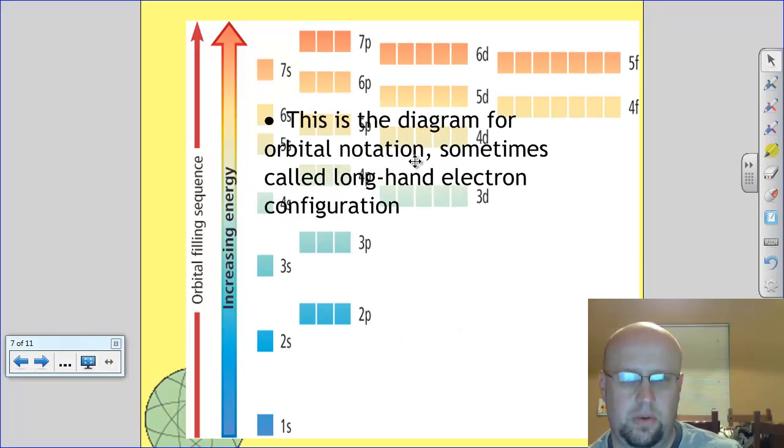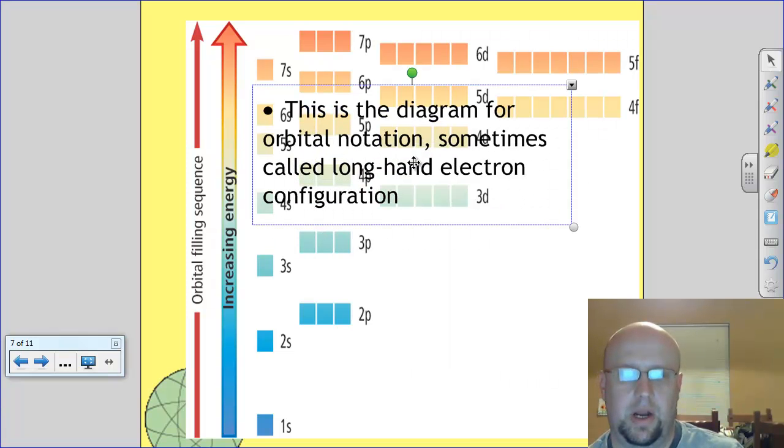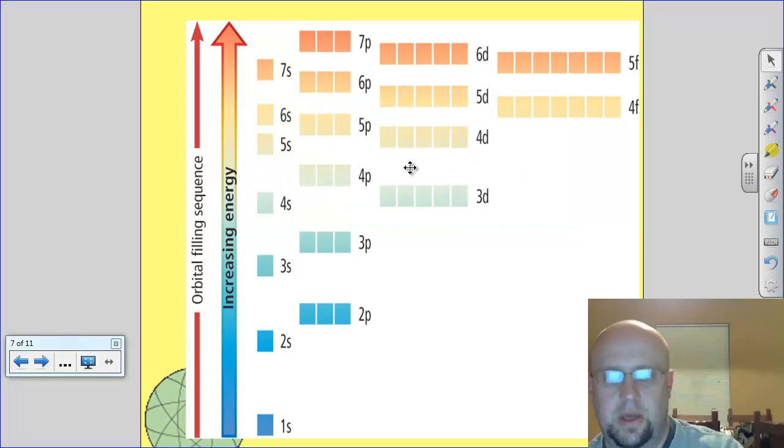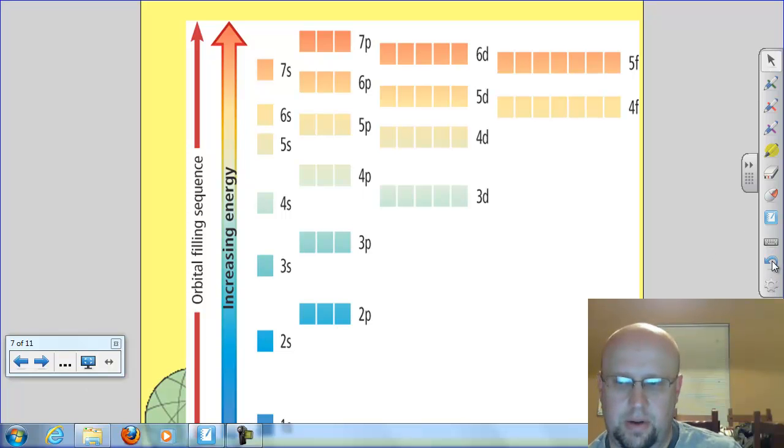All right, whoa. I don't know what happened there. Okay, so this is orbital notation, longhand electron configuration. And, oops, okay, now I know what happened. Get crazy with the pen.